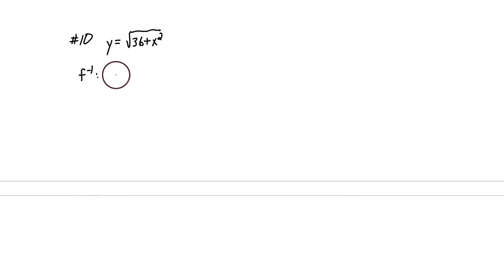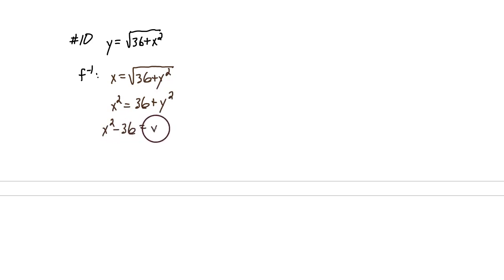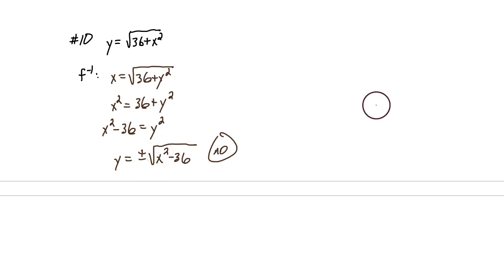Number 10, let's interchange the x and the y. Then to remove the square root, square both sides. Now subtract 36. And to remove squaring, do square root. This is not going to be a function, again because of the plus minus symbol in front of the square root. As you start to plug in numbers for x and evaluate the square root, whatever you get, you're going to get a positive and a negative version of it. Now we're asked to graph.